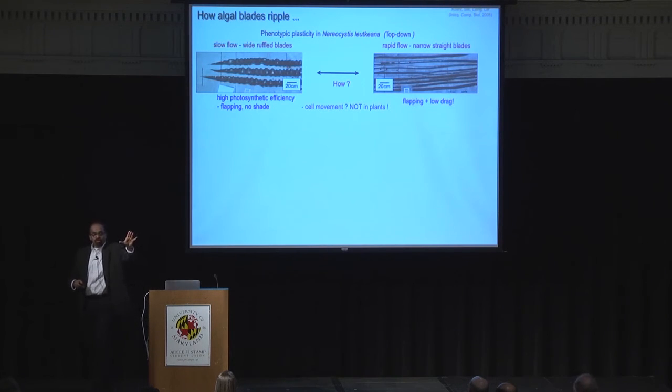Okay. I told you about a tube. I told you about a one-dimensional object. Now I want to move to two-dimensional objects. And I want to tell you about algal blades.